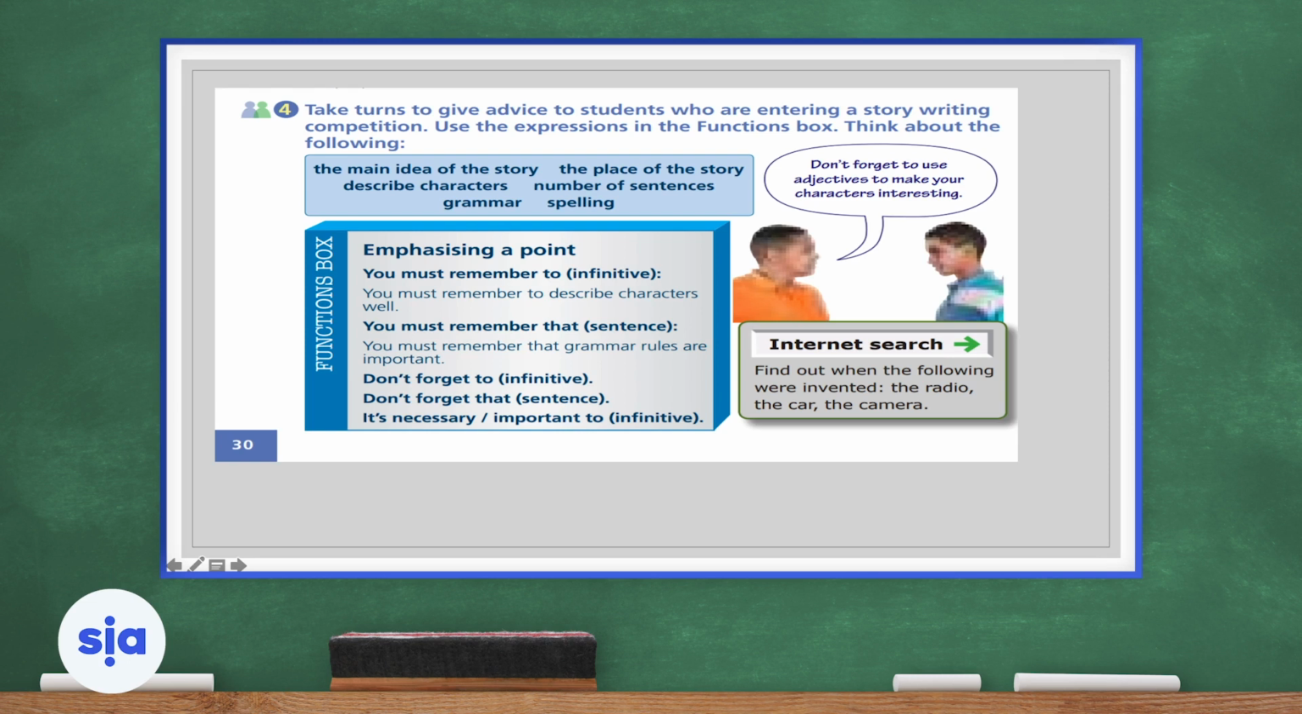Now, I'd love for you guys to do an internet search to find out when the following were invented: the radio, the car, and the camera. And then write down who were the inventors and at which year they invented those 3 products that we love and use until today.